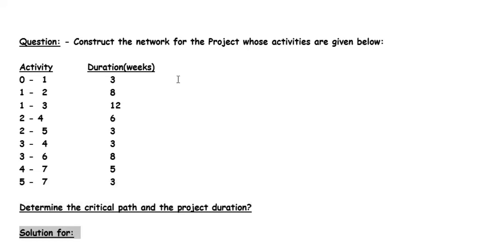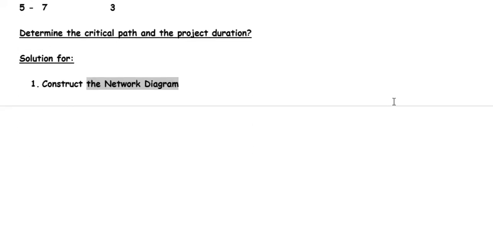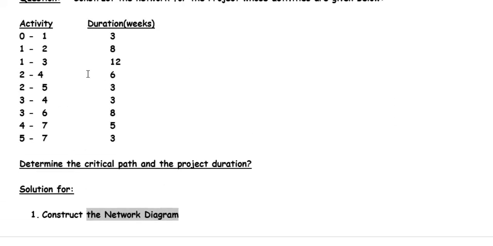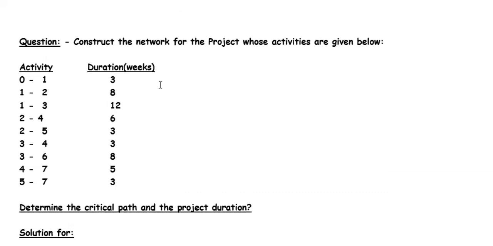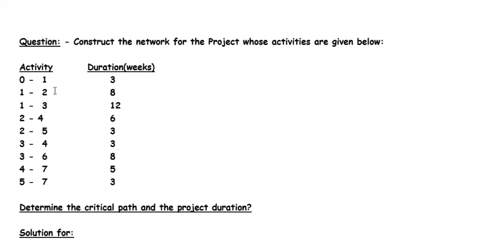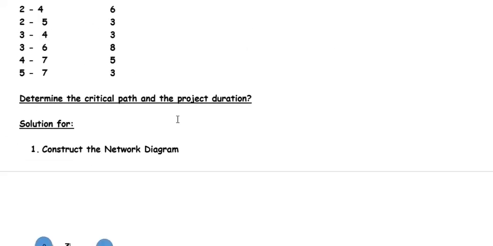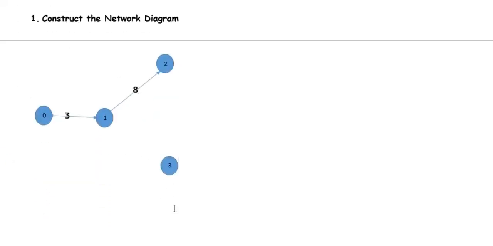Now we can find the solution. Construct the network diagram. To construct the network diagram, we can start from 0. 0 to 1 is equal to 3 weeks. 1 to 2 is equal to 8 weeks and 1 to 3 is equal to 12 weeks.